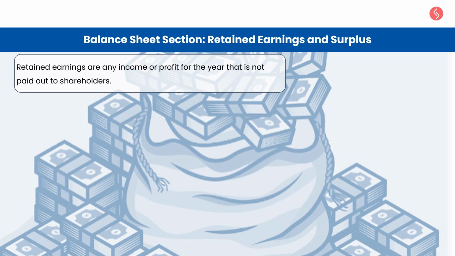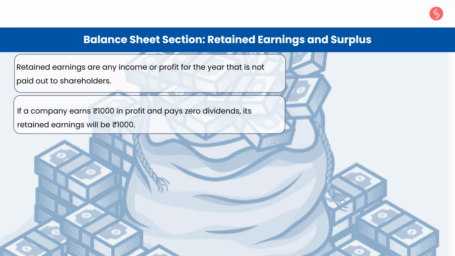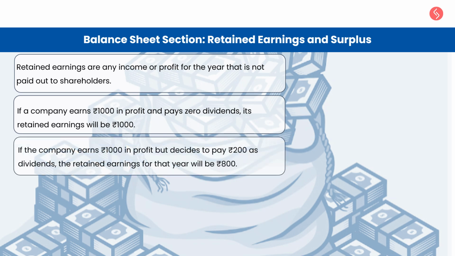Retained earnings and surplus. Retained earnings are any income or profit for the year that is not paid out to shareholders. If a company earns 1,000 rupees in profit and pays 0 dividends, its retained earnings will be 1,000 rupees. If the company earns 1,000 rupees in profit but decides to pay 200 rupees as dividends, the retained earnings for that year will be 800 rupees.